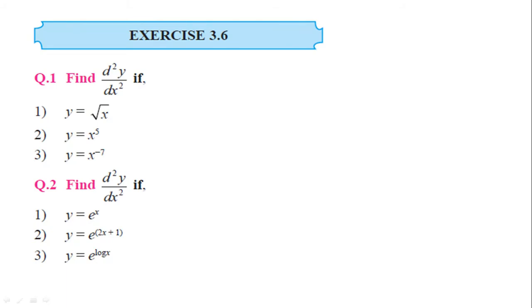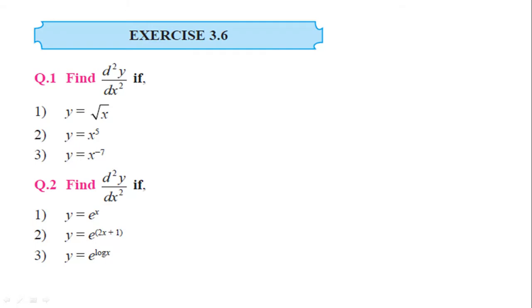So see question number 1: find d square y upon dx square if y is equal to root x, or y is equal to x raised to 5, or y is equal to x raised to minus 7. Then question number 2 is given: find d square y upon dx square if y is equal to e raised to x, or y is equal to e raised to 2x plus 1, or y is equal to e raised to log x, like this. All our standard rules are as they are, just you have to take the first order derivative, and again differentiate that with respect to x. So you will get d square y upon dx square. So let us see now how you will solve.